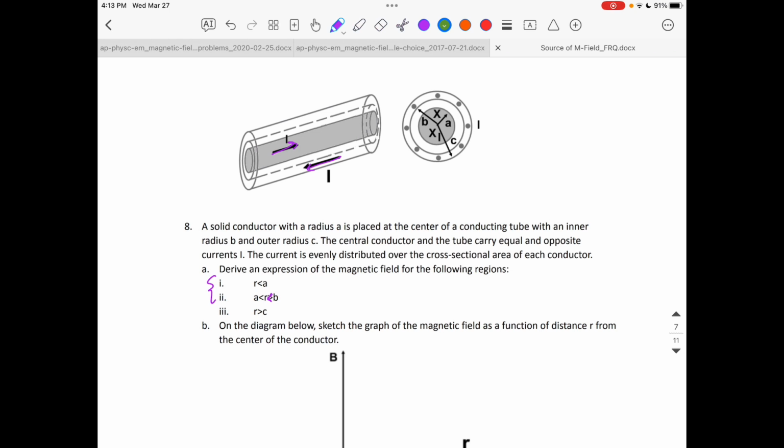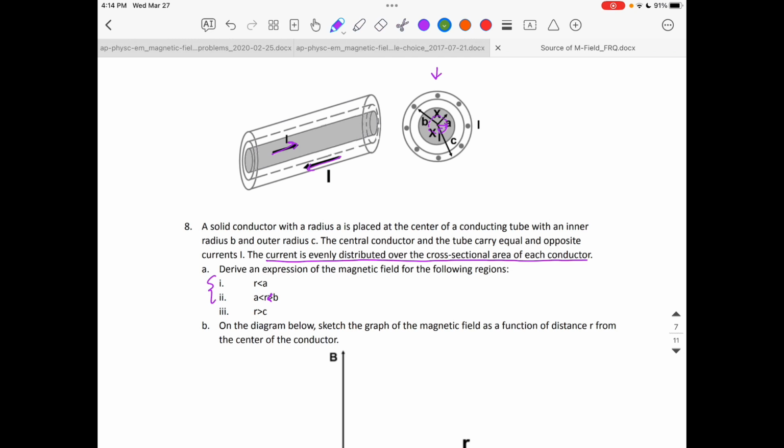And the cross-sectional image of that is right here. And it tells us that the current is evenly distributed over the cross-sectional area of each conductor. So both the tube and the inner wire. So first thing we're going to do is find R less than A. So this is my Ampere's loop. And this is my radius R.